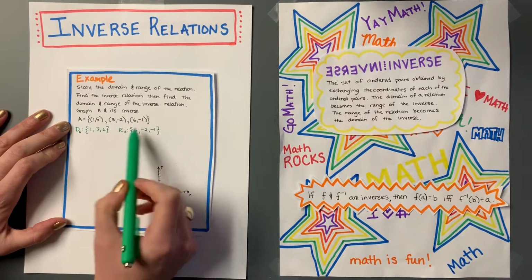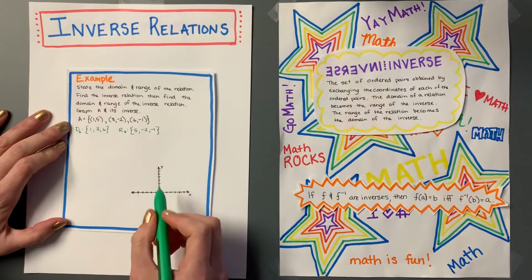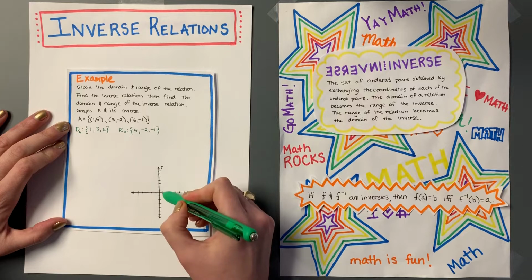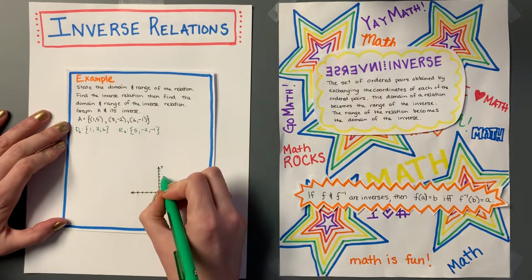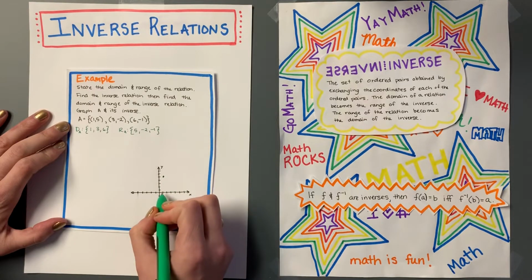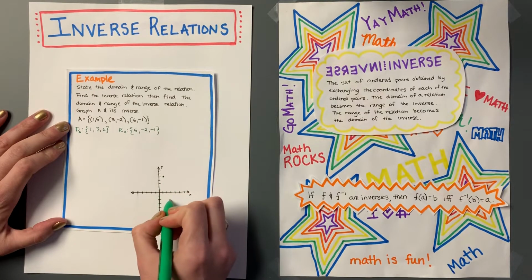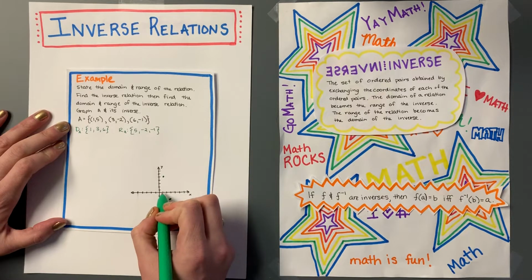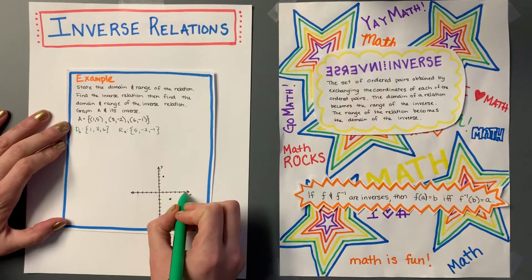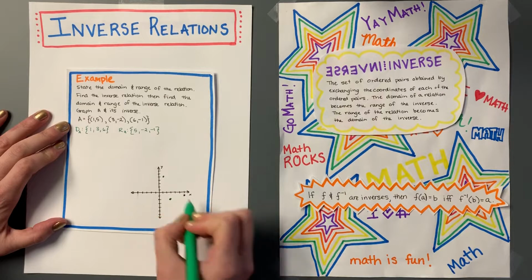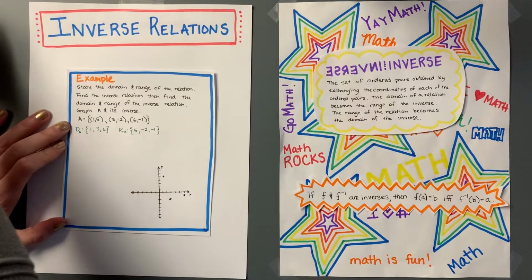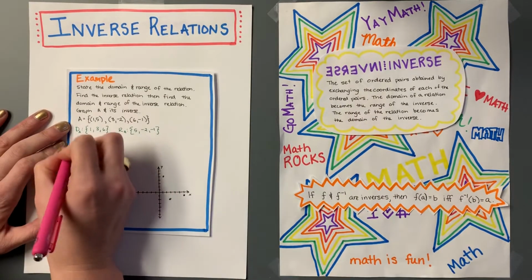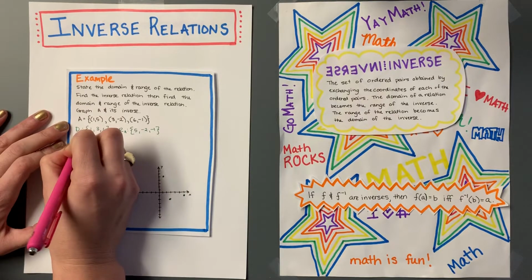I'm actually going to go ahead and graph these points right now just so that I can get that out of the way. So 1, 5. 3, -2. And 6, -1. All right.